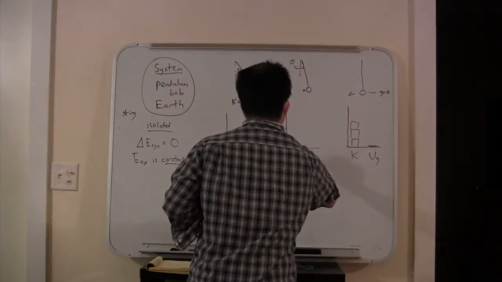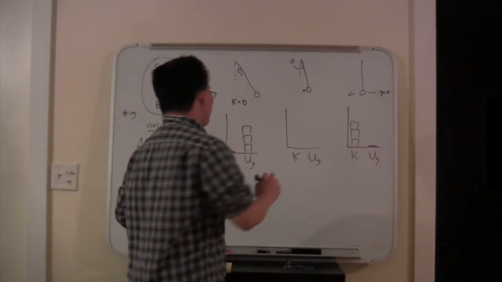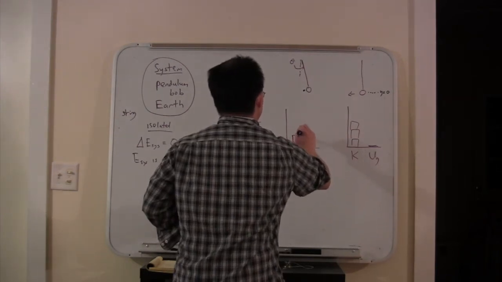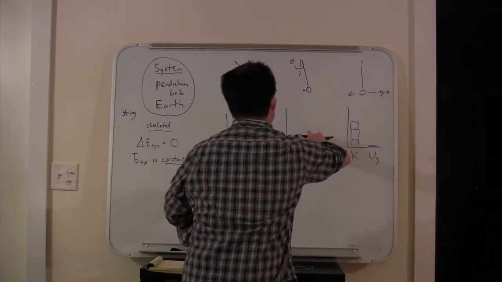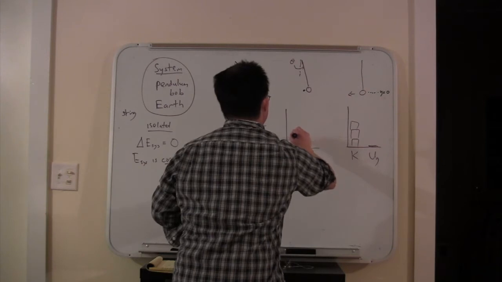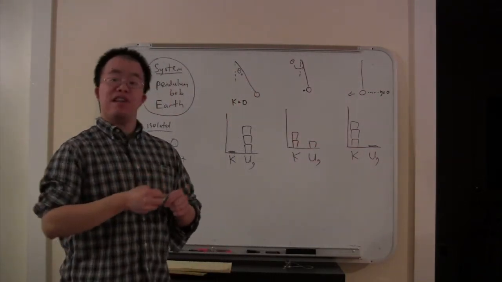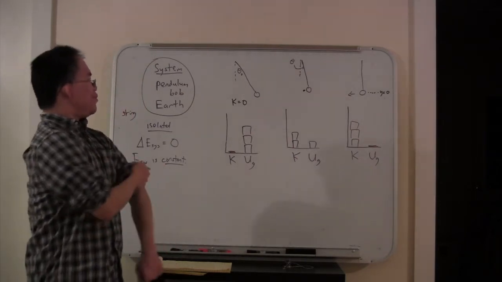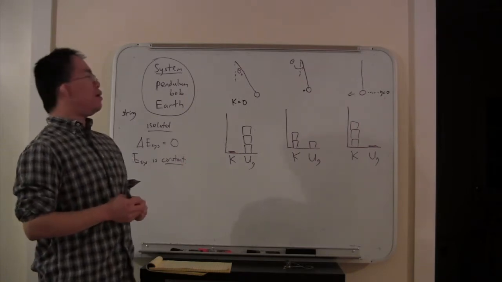So here, again, I'm not going to worry about the details, but we'll just draw this in a cartoon fashion. Let's say there's 2 units of kinetic energy and 1 unit of gravitational potential energy. So, I think now we've gotten a good conceptual picture of what's going on.